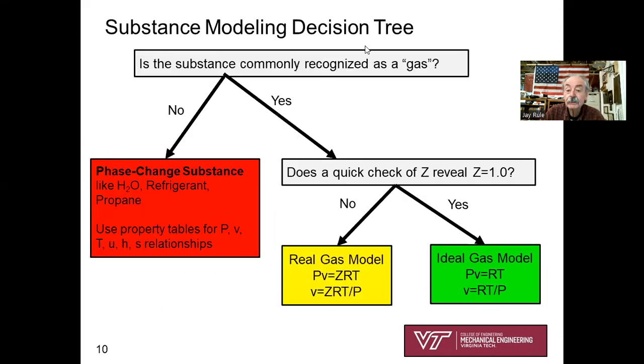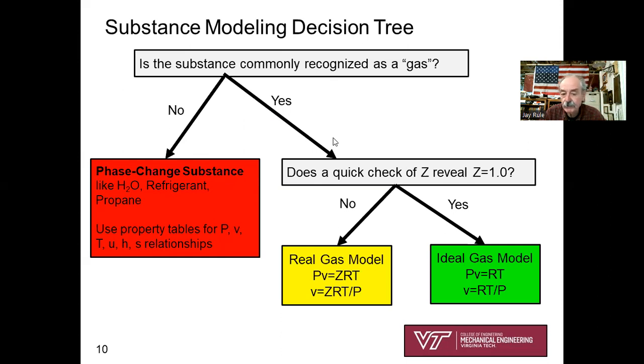Okay, so now decision trees. Let's look at a very simple substance modeling decision tree. First question you ask yourself as engineer: is the substance commonly regarded as a gas? In your head, from freshman chemistry, do you recognize the substance as a gas? If yes, you're going to come over this way. If no, then they're in that red box. You've got a phase change substance, and you may recognize it as a commonly recognized phase change substance like H2O, refrigerant, and propane. That's where you're going to use the property tables for all your properties, particularly u, internal energy, h, enthalpy, and s, entropy.